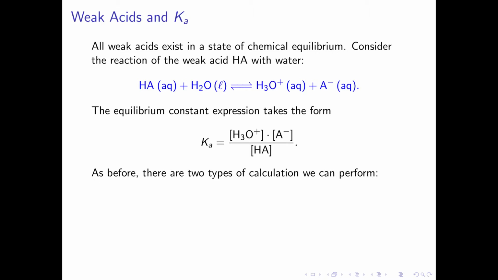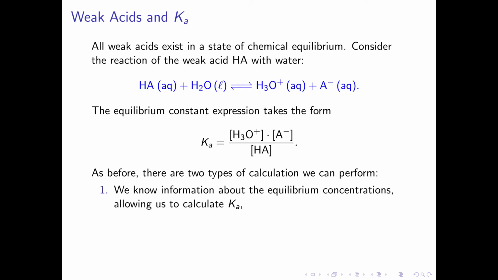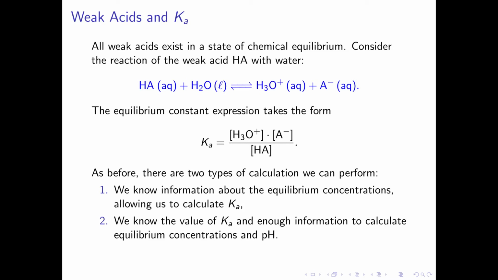As in the previous chapter, there are two types of calculations that we can perform. First, if we know information about the equilibrium concentrations, we can calculate the value of Ka. Secondly, we may know the value of Ka and enough information that we can calculate the equilibrium concentrations and the pH. In this lecture, we will focus on the first type of problem.